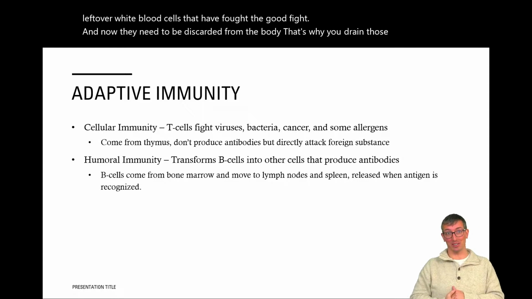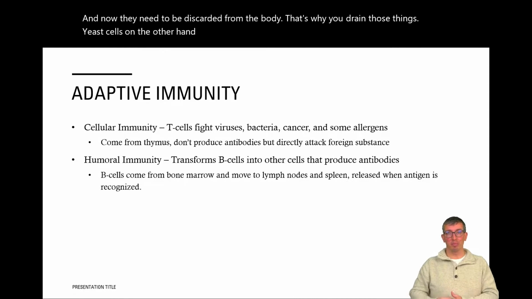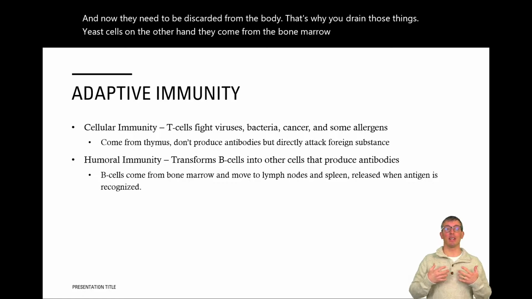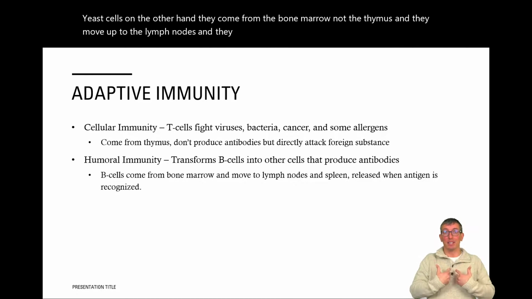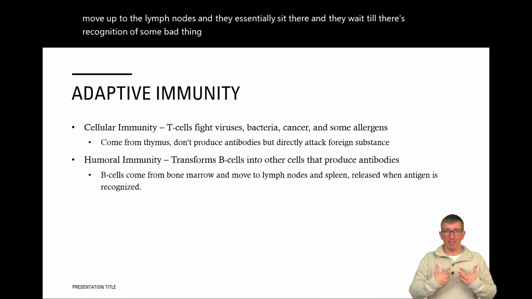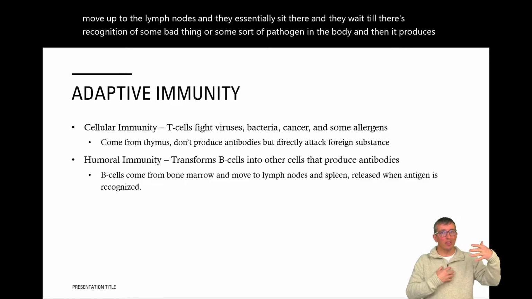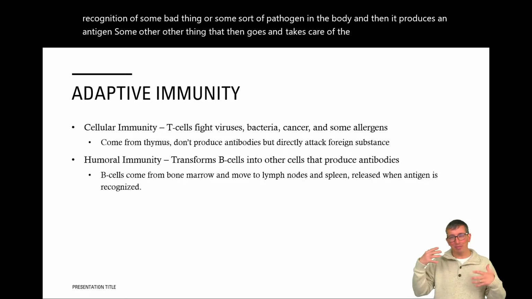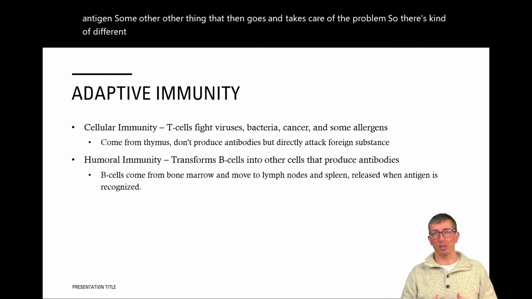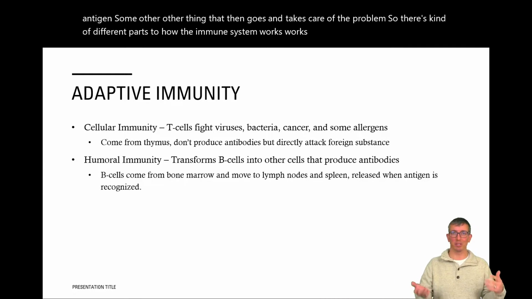B cells, on the other hand, come from the bone marrow, not the thymus, and they move up to the lymph nodes, and they essentially sit there and wait until there's recognition of some bad thing or some sort of pathogen in the body, and then they produce an antibody, some other thing that then goes and takes care of the problem. So there are different parts to how the immune system works, and different conditions respond to it differently.